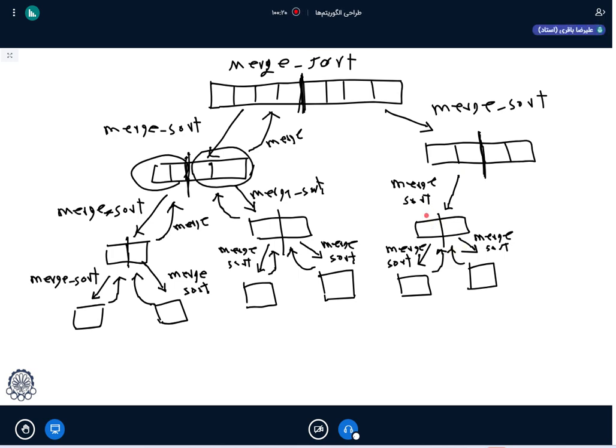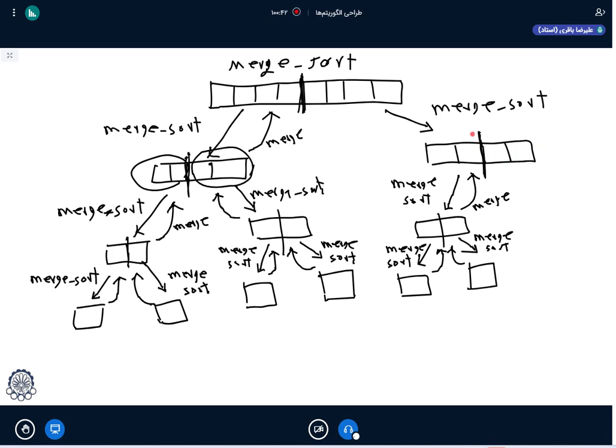Here we have 2 elements, and for each element merge sort has been called. So we merge them and return back to its parent. So here merge is done and return back to its parent.